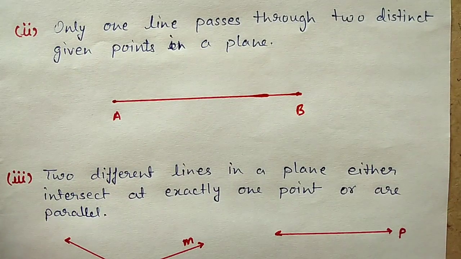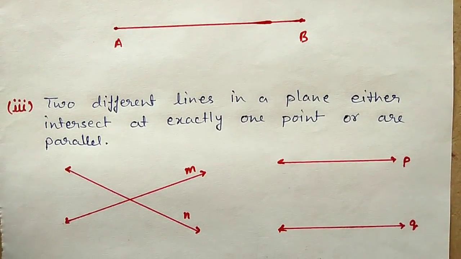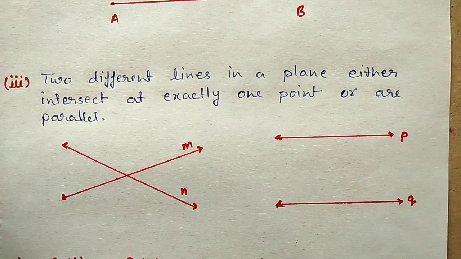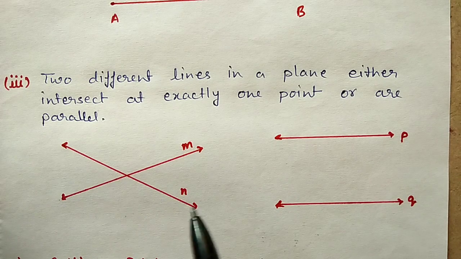Third property: 2 different lines in a plane either intersect at exactly one point or are parallel. If you have two lines, we have two conditions. Maybe the two lines will intersect each other at some point, or the two lines will be parallel.